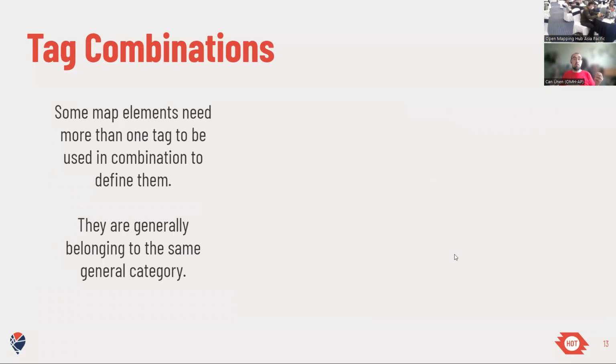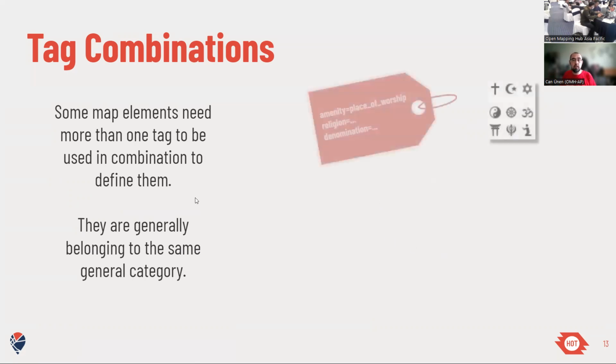Some elements need more than one tag to be used in combination to define them, and they generally belong to the same category. So I'm going to define, like, amenity equals place of worship. It is defining a place of worship unrelated to the religion. So it can be a mosque, it can be a temple, it can be a church, it can be a synagogue, etc. All of them are places of worship in the OpenStreetMap database.